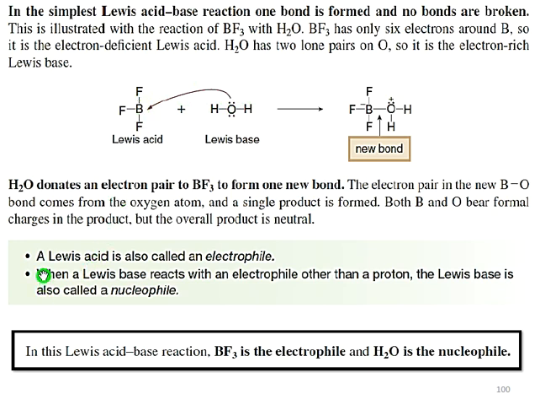And the Lewis bases will be nucleophiles. Why nucleophile? Because they attack the nucleus here. This attacks this nucleus. For this reason, the base will be a nucleophile. And in this Lewis acid-base reaction, BF3 is the electrophile. This is the electrophile, and this is the nucleophile.